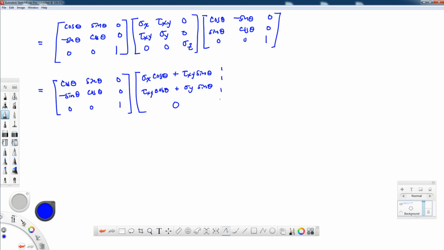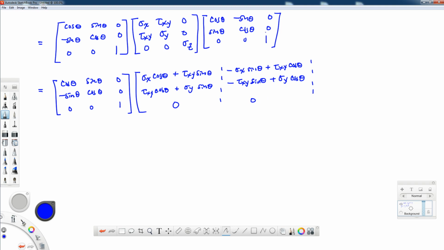Now, when I multiply two matrices together, I get a matrix. I'm putting a dash here to separate this out so it's easier to see. These matrices have a lot of terms in them. I'm going to take this column, multiply it by the top row. I'm going to have a minus sigma x sine theta plus a tau xy cosine theta. I'm going to take this column times the second row. I'm going to have a minus tau xy sine theta plus sigma y cosine theta. And then on my last term I'll have 0.